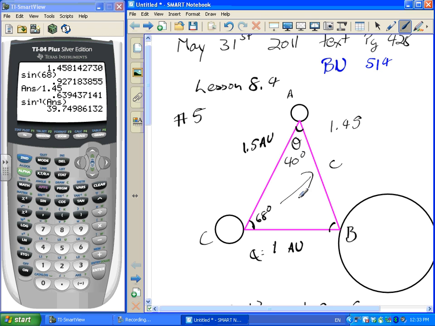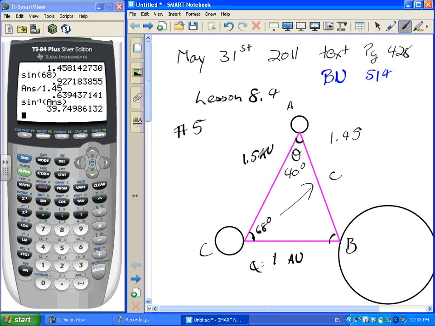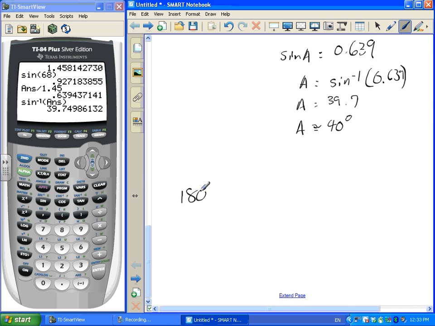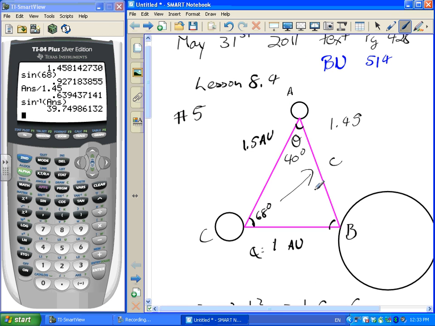And finally, say you are Phoenix, and you live on the Sun. What is the fastest way to figure out the angle? The fastest way to do this is subtract our two angles from 180 for the last one. So 180 subtracted by 68 subtracted by 40. 140 subtract 68, 72. So the largest angle there would be at Sun, 72 degrees.